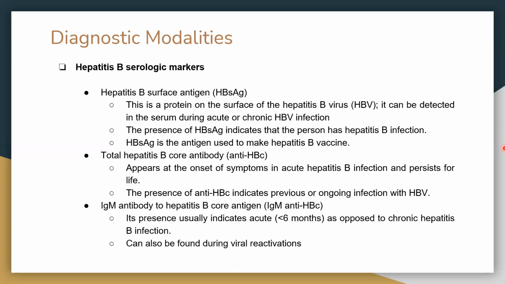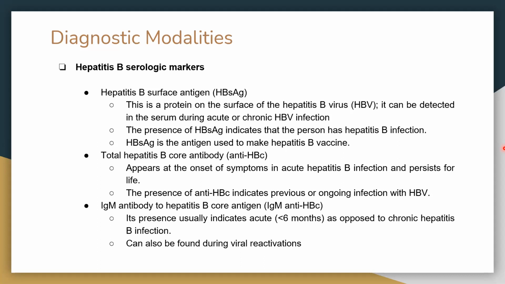First is your hepatitis B surface antigen. This is a protein on the surface of the hepatitis B virus. It can be detected in the serum during acute or chronic HBV infection. The presence of hepatitis B surface antigen indicates that the person has hepatitis B infection. This is the antigen used to make the hepatitis B vaccine.